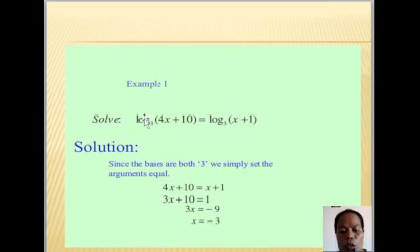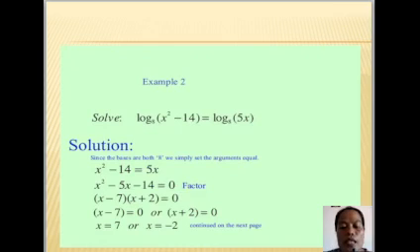Let's check. 4 times negative 3 is negative 12, plus 10 is negative 2, and negative 3 plus 1 also is negative 2. Therefore, our solution here is correct.